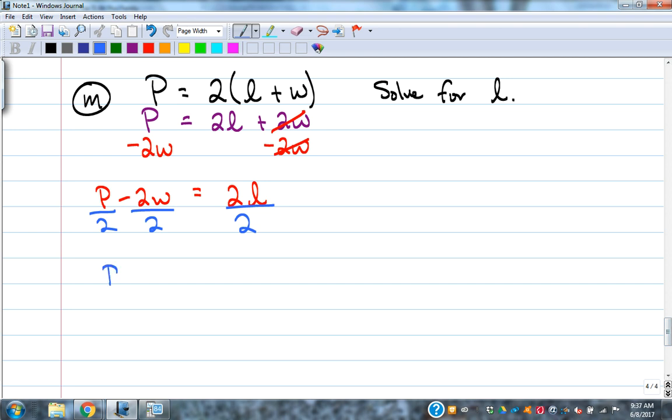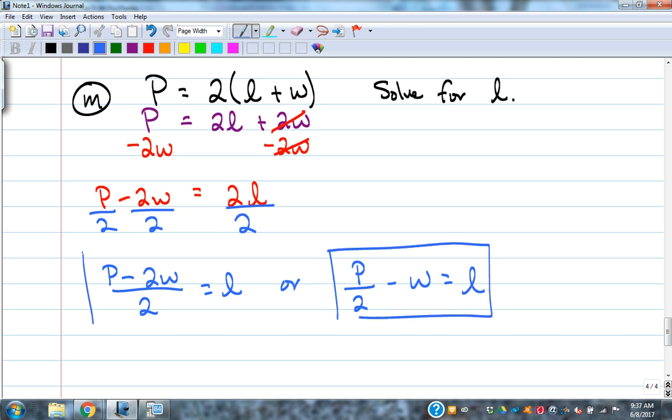So I could have P minus 2W over 2 written that way. Or I could have P over 2 minus, what happens here if I do it that way? What happens to those two terms? Yeah, it's just minus W. Either of those would be considered correct.